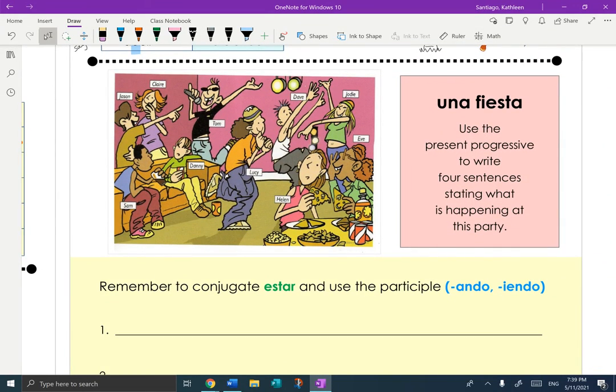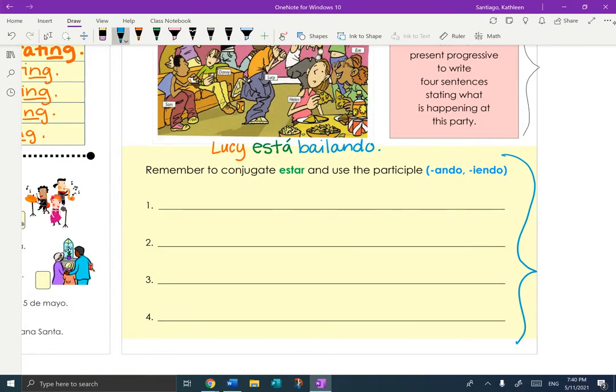And here's the second half of your work. This party picture, una fiesta. Use the present progressive. I'm reading the box right here. Use the present progressive to write 4 sentences stating what is happening at the party right now. So I will do one verbally just to help you out. Let's say Lucy está bailando. Notice I use the estar and then ando or yendo. I'm going to write that one out right here just so you have a model. So Lucy, first I'm going to conjugate estar to match Lucy. Lucy está, and then I'm going to use bailando. I'm using the participle, bailando. Okay, Lucy is dancing. I want to see 4 originals from you right here.